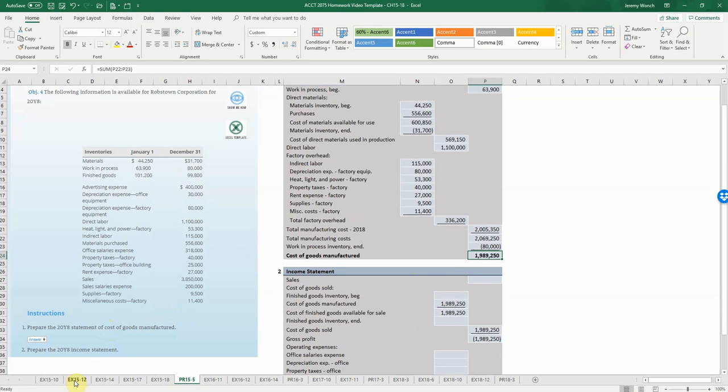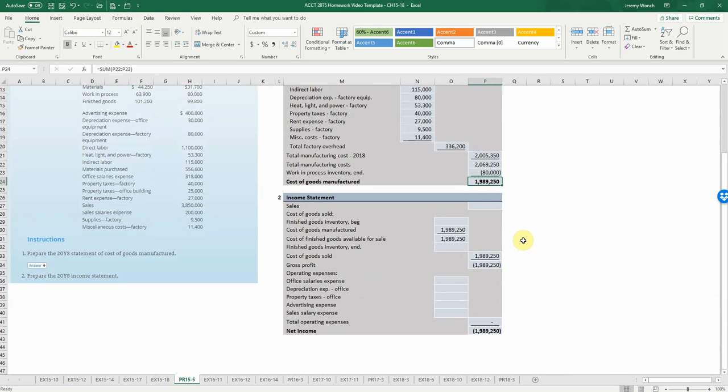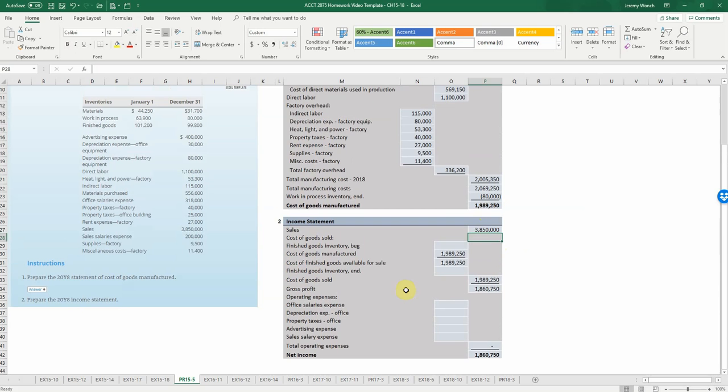Now, in part 2, it wants us to make an income statement for the year. For the income statement, we start with sales, and it gives us sales of 3,850,000. We need to calculate our cost of goods sold, which is just what was transferred out of finished goods. So we start with our beginning balance in finished goods of 101,200.